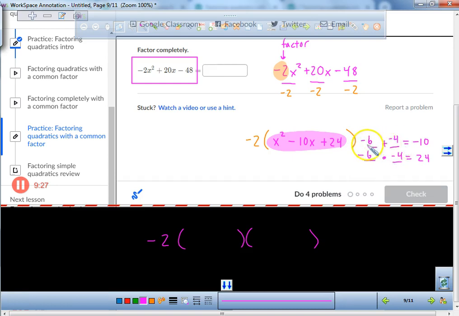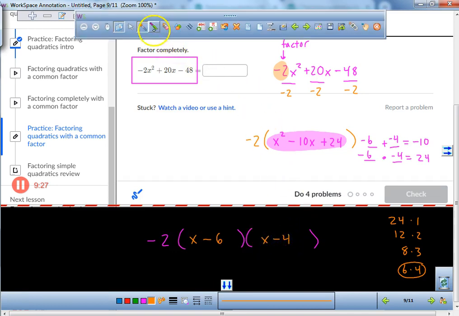Because these two numbers add together to equal -10, but they multiply together to equal +24. Now, I didn't list all the factors of 24, but they are 24 times 1, 12 times 2, 8 times 3, and 6 times 4. All these multiply together to equal 24, but these are the only ones that can get me to a 10. So my final answer is x minus 6 and x minus 4.